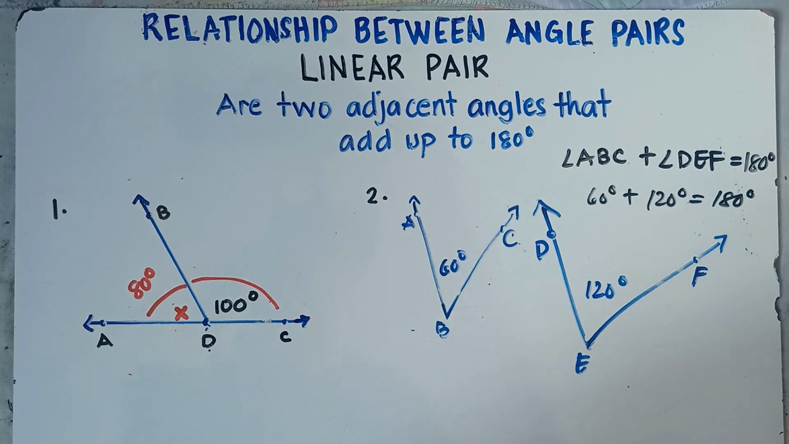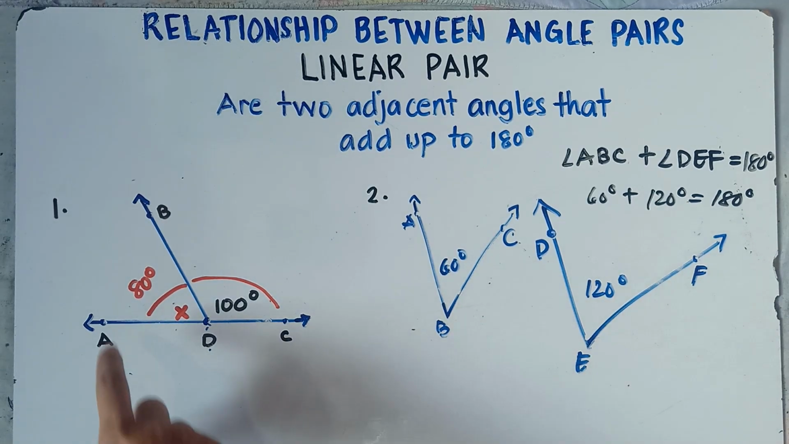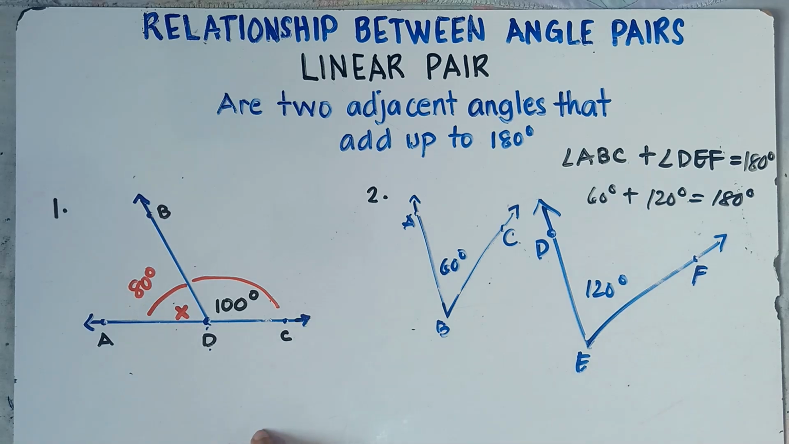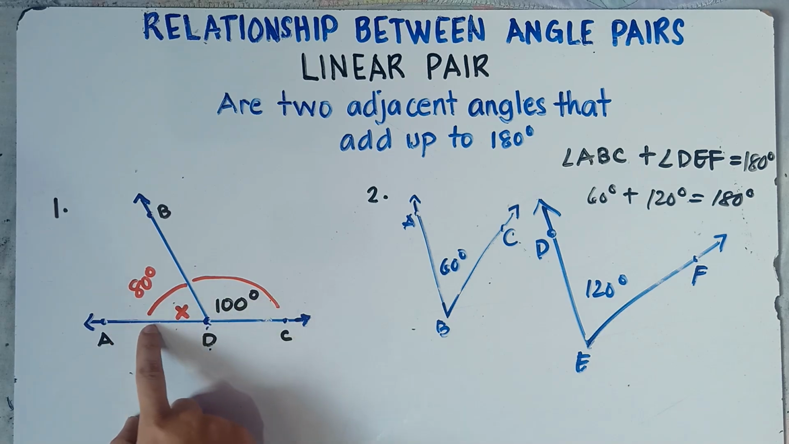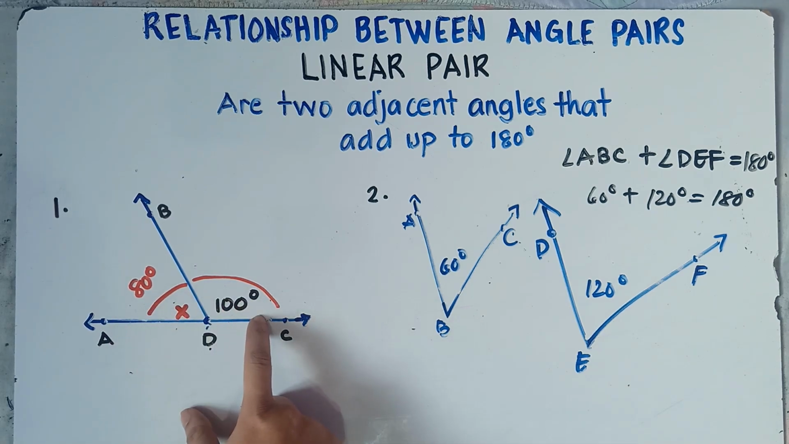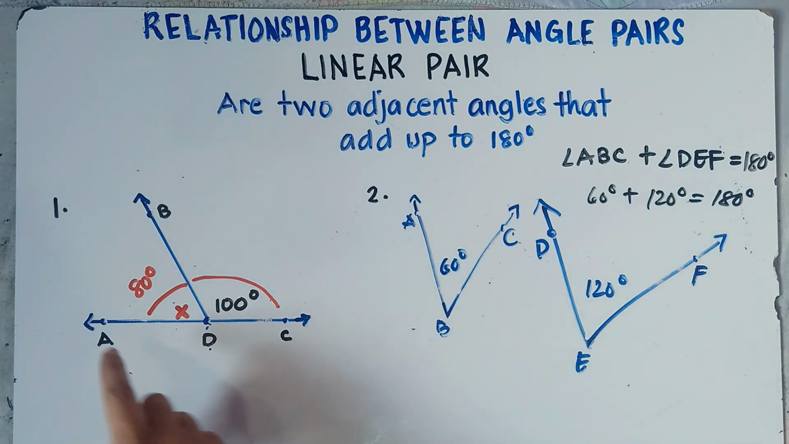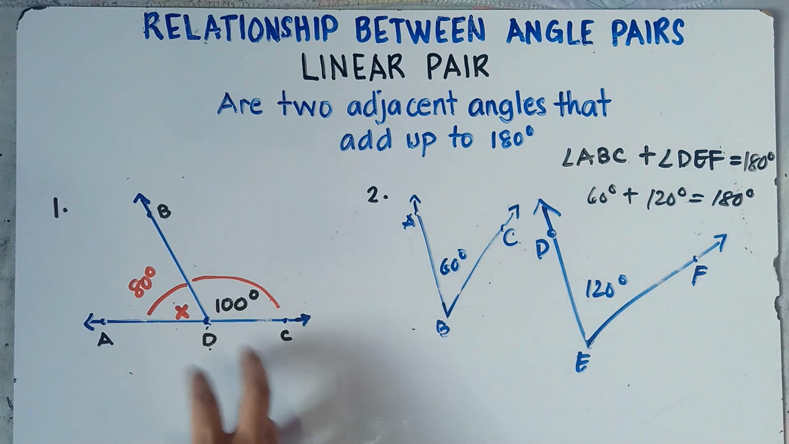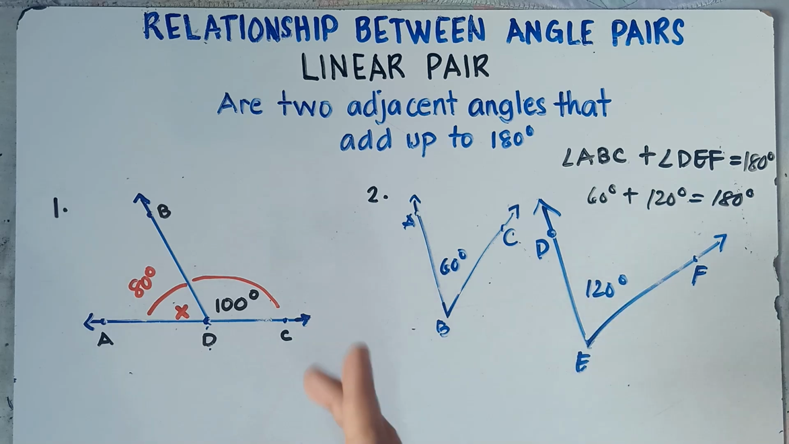For example, number 1, class. Can we call this one supplementary angles? Yup, we can call this one supplementary angles, right? Because if we add the two angles, 80 plus 100, we get 180 degrees. Therefore, angle ADB and angle BDC are supplementary angles, because if we add the two angles, we get 180 degrees.